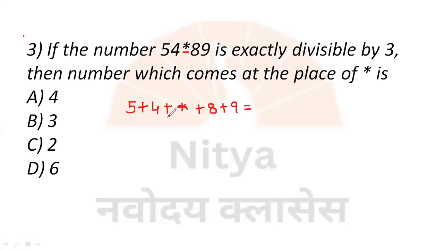Okay, 5 plus 4 plus 8 plus 9 is 26. In 26, what number do we have to add so that the number is divisible by 3? Check option number A. If we add 4 to this number, 26 plus 4, that is 30. So is 30 divisible by 3 or not? Yes, 3 tens are 30. So our answer will be option number A. So 30 is divisible by 3.